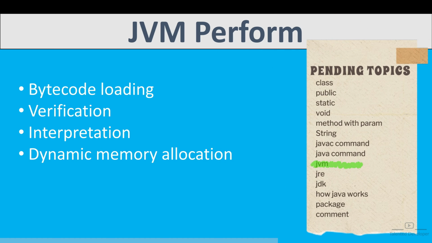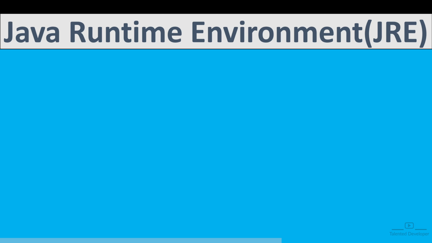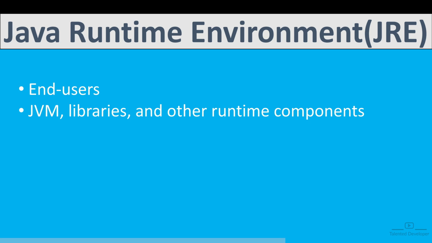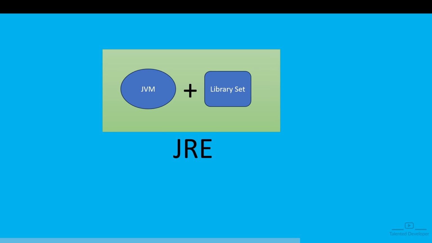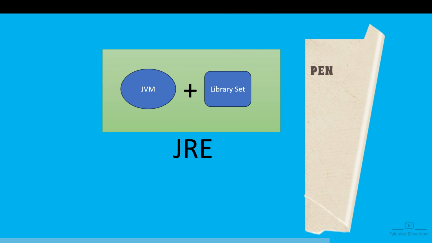So this is a small overview of the JVM. The next component is the JRE, that means Java Runtime Environment. The JRE is for the end user who wants to run the Java application on their machine, and it consists of the JVM, libraries and other runtime components necessary for executing Java bytecode. It provides a platform where the JVM and other runtime libraries link together to run your Java program. The JRE also initiates the JVM for execution, and has the required software and libraries to run your program. You can see the name, Runtime Environment: it provides an environment responsible for running your Java code.